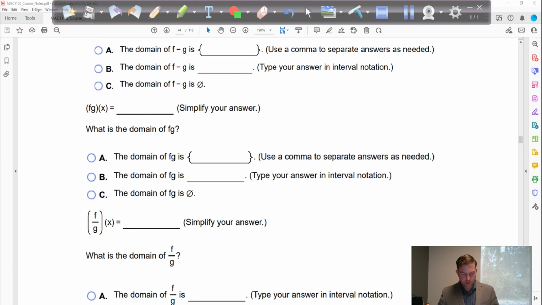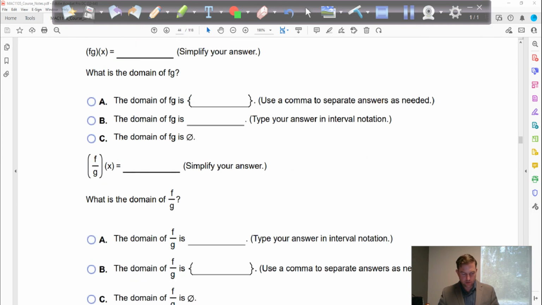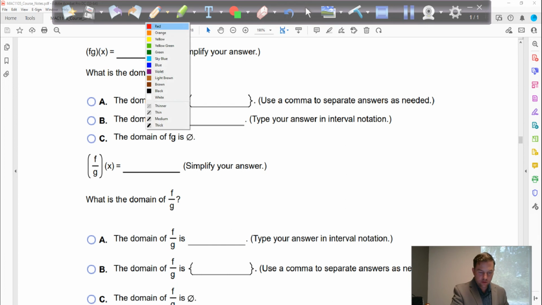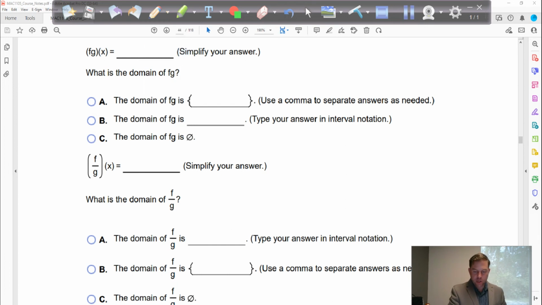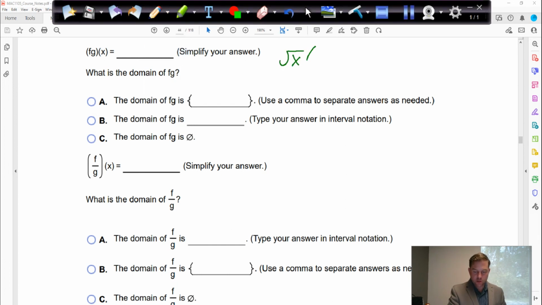Now multiplication and division might be a little more interesting. So we have multiplication. F was the square root of x. G was x minus 15.